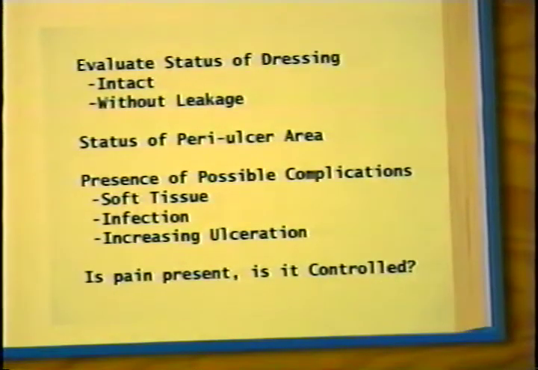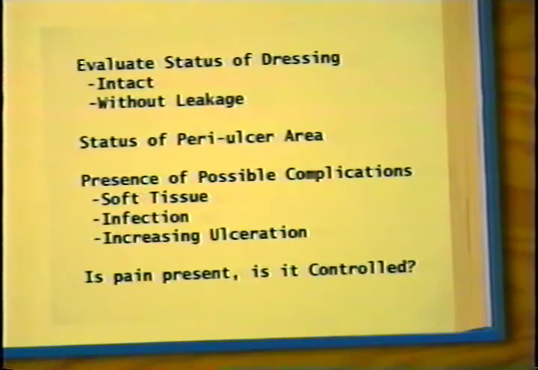There are, however, important resident assessments to make. These include the following. Evaluate the status of the dressing. Note if the dressing is intact and without any leakage. What's the status of the peri-ulcer area? The clinician should look for skin maceration, a sign that the surrounding skin is being overwhelmed by the amount of drainage.